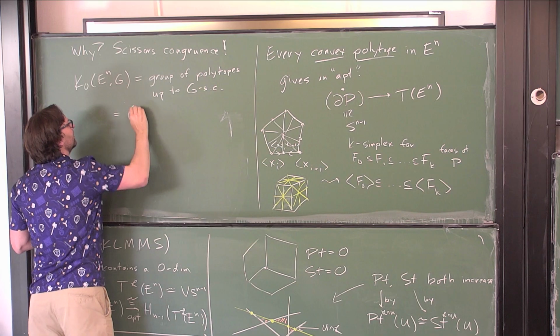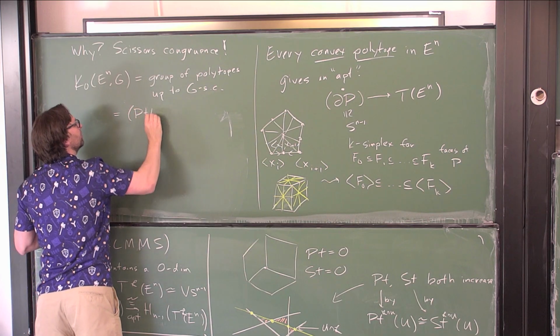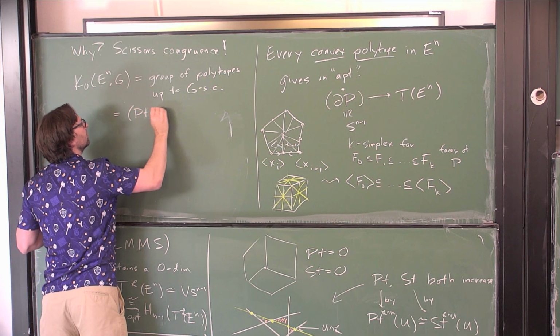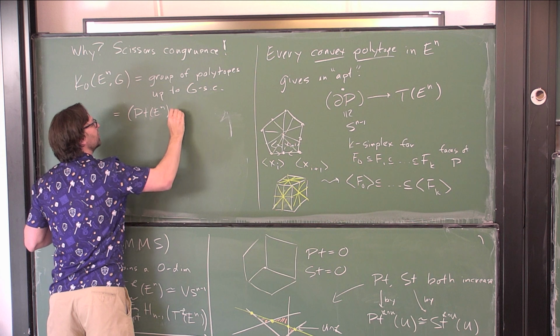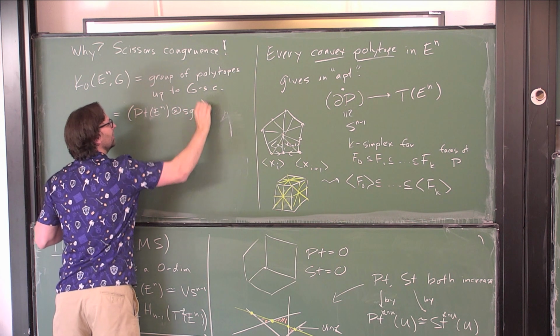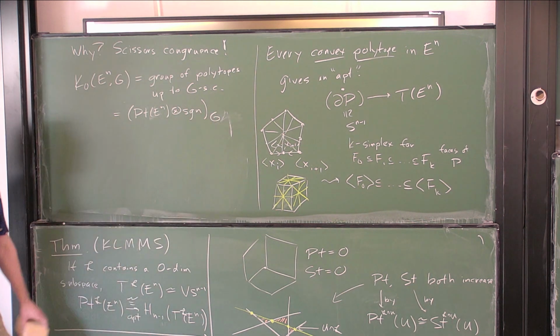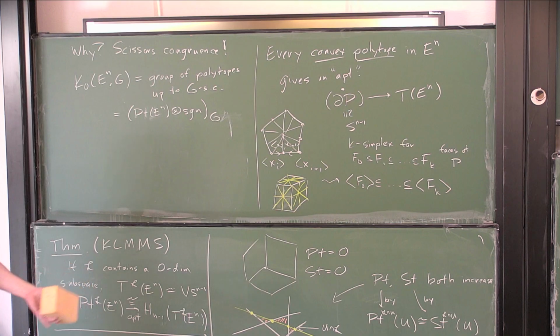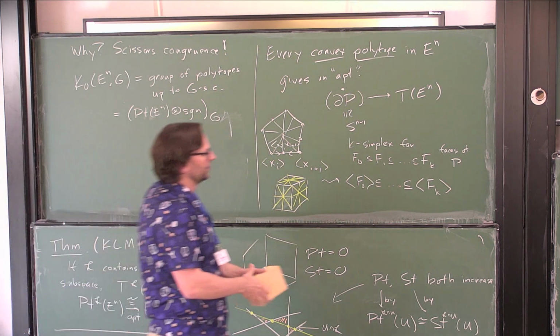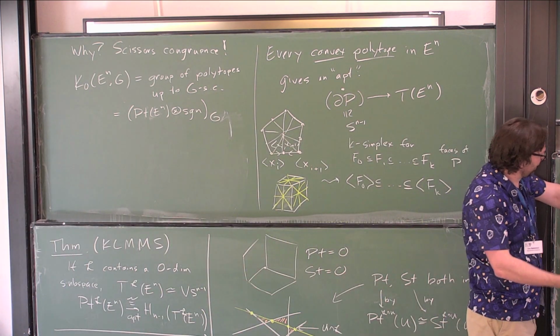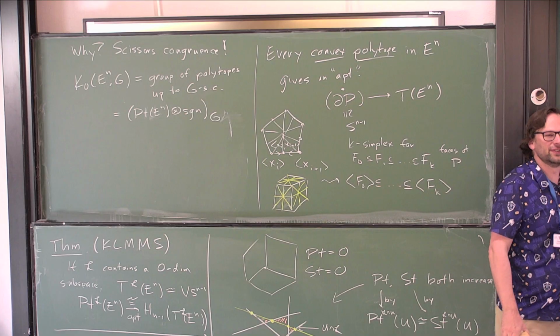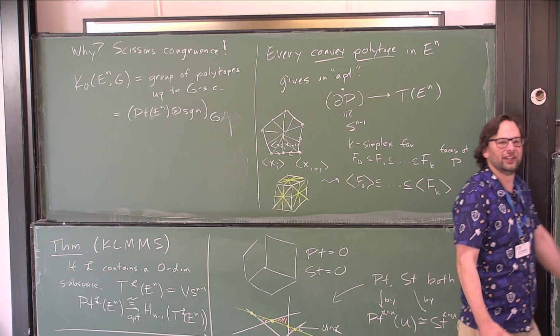And this has a formula. It's the polytope group. There's a strange sign factor, and that's G co-invariance. So you basically just take this group and you take G co-invariance, and then you get a group where you can cut things into pieces, and then you can move individual pieces around by different elements of G.